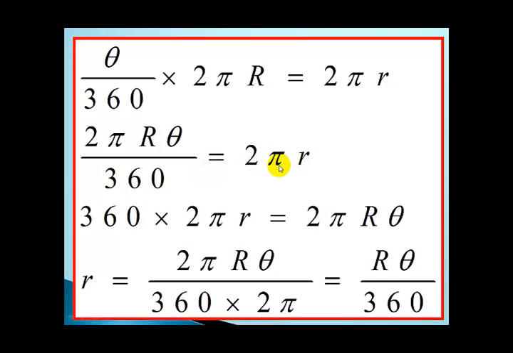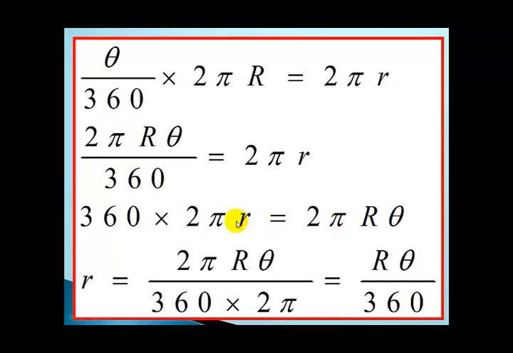Here we cross multiply. So 360 times 2 pi r is equal to 2 pi r theta, because the denominator of the 2 pi r is 1. 2 pi r divided by 1 is the same thing. So that 1 multiplies the 2 pi r theta, and that is how come we have 2 pi r theta. So we have 360 times 2 pi r is equal to 2 pi r theta.